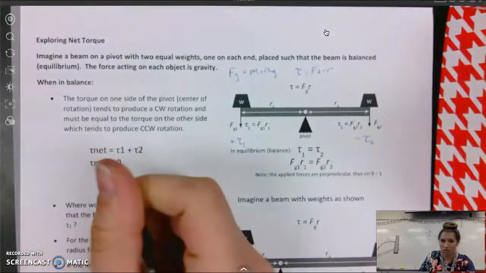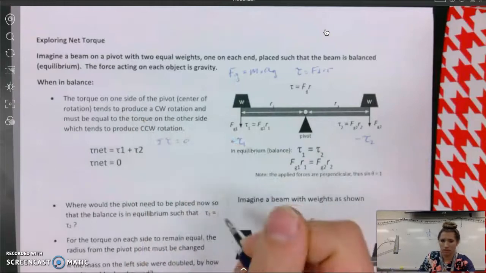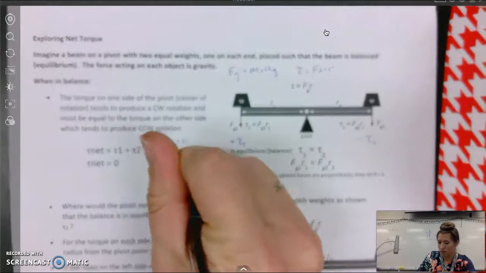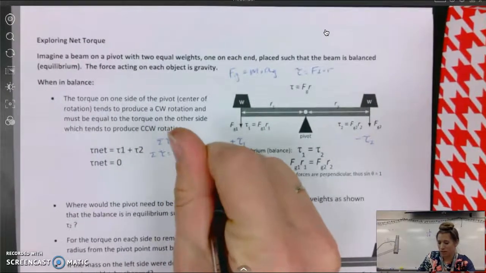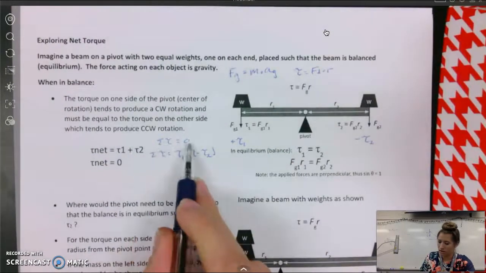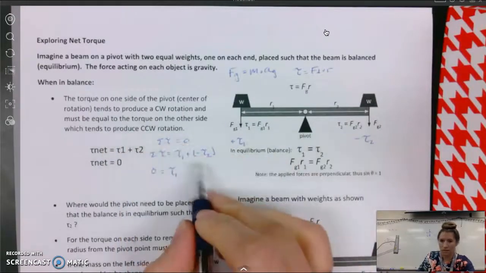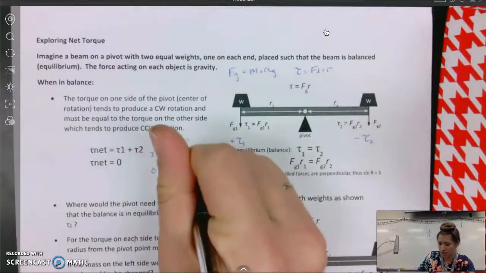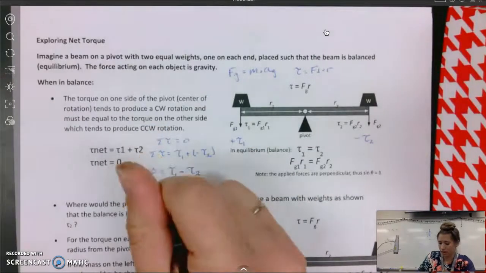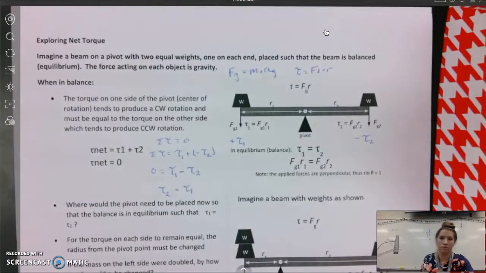So we know, because there's no rotation, that the sum of the torques is equal to 0. We also know that the sum of the torques would be a positive torque 1 plus the negative torque 2. Okay. So I'm going to take sum is equal to 0, so I'll put 0 in there. And then plus the negative, I'm just going to change that to negative torque 2. And so then I can add that over to the other side, showing that torque 2 is equal to torque 1.